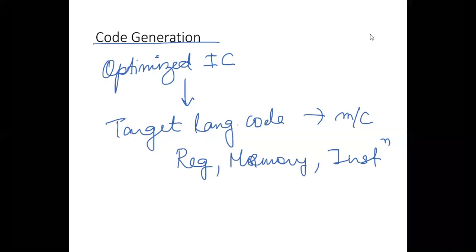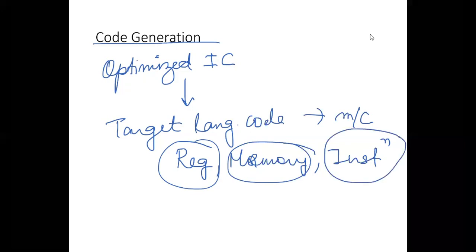And there can be a lot of things that take place during code generation, like we want to make efficient use of registers. We want to reduce the number of memory operations. We'd like to see which instructions we can omit by replacing some of the instructions. So these are some considerations that have to be taken care of in code generation.